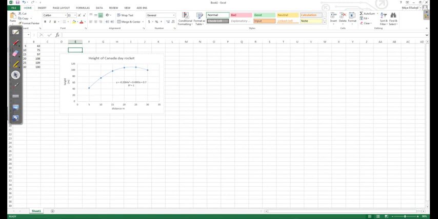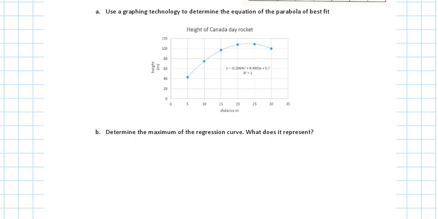And then that means it's at 25 meter, right? And 109 meter in height, okay? So looking at the graph, you'll be able to solve this question: determine the maximum of the regression curve, what does it represent? So the answer: the maximum happens 25 meter from where the rocket was. How would you write it down? About 109.